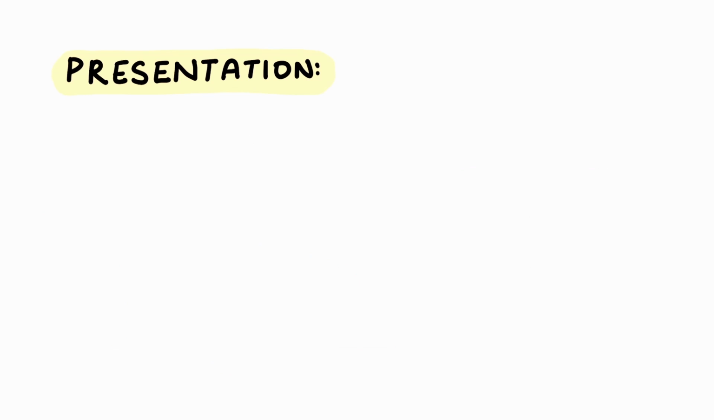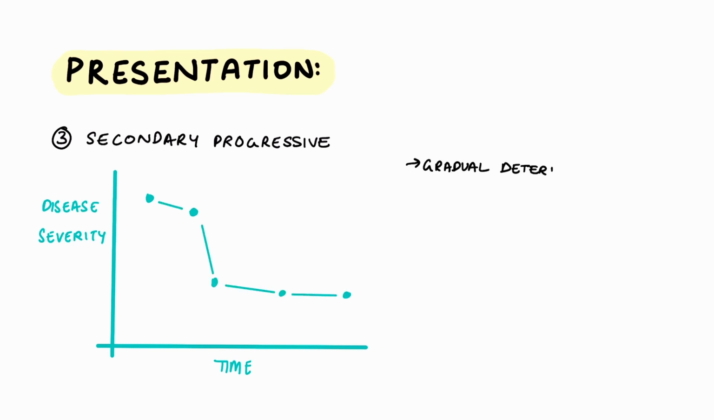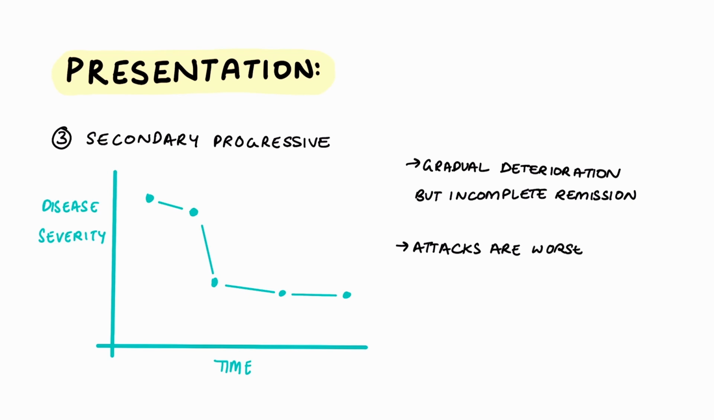Secondary progressive is similar to relapsing remitting, however, there are some phases of relapses with no remission. So over time, symptoms become more permanent and deteriorating.